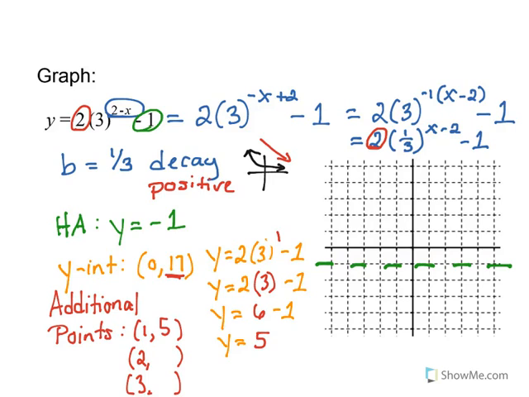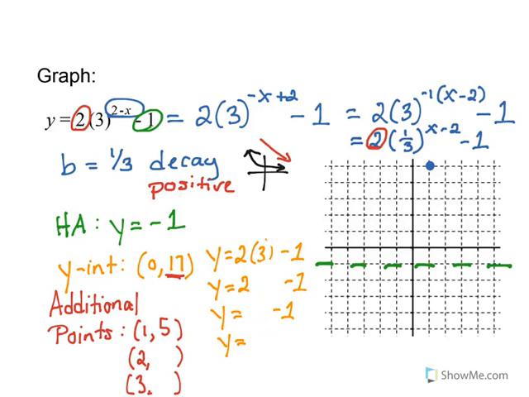So I have the point 1, 5. 1, 2, 3, 4, 5 is up here. So that's my first point. Let's make that a little bit bigger, easier to see. There we go. Okay. So now I'm going to go ahead and do another exponent.